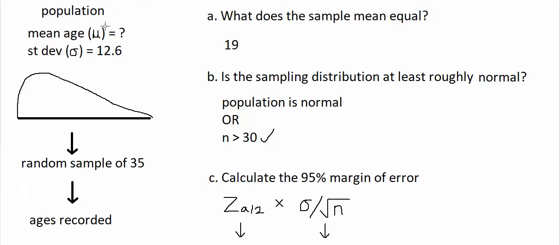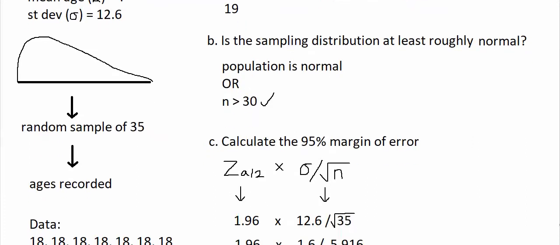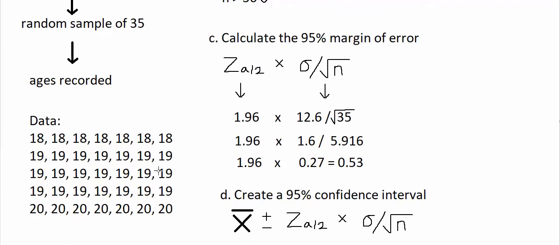This first problem is a confidence interval for a population mean when the population standard deviation is known. In this problem, the population standard deviation is known and it's provided. We know that it's 12.6. In this problem, a person wants to know what the mean age of a population is. The mean age of the population is unknown, and someone wants to know what it equals. This person takes a random sample of 35 people from the population, records their ages, and gets this data set right here. These are the 35 ages of the sample.